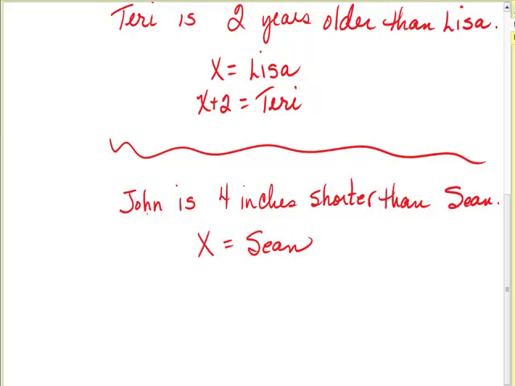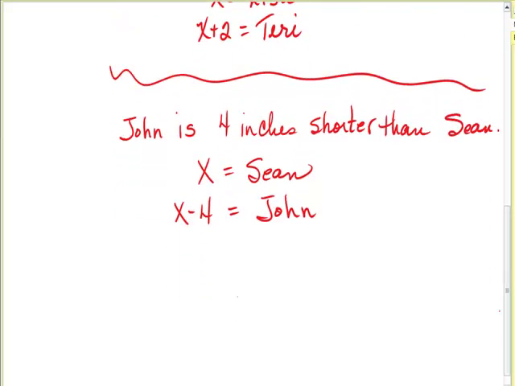Okay, now you know something about John. His height is 4 inches shorter than Sean's. It's shorter. It's less than. So his is going to be X minus 4 will be John.